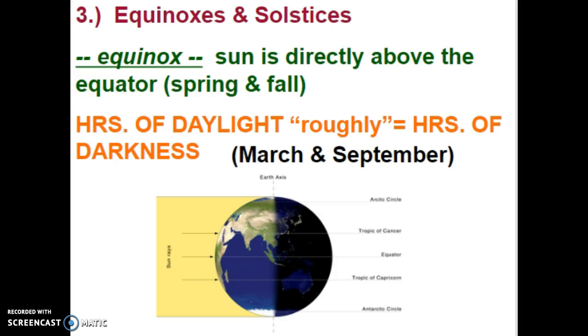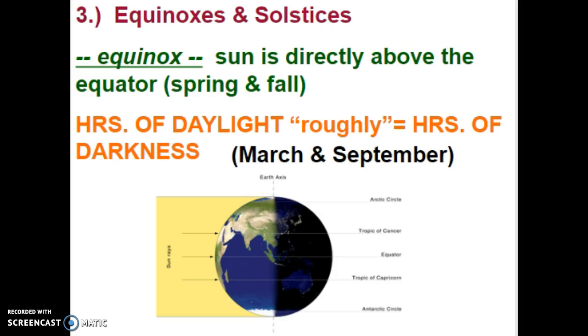So an equinox. An equinox is when the sun is directly above the equator. So equa means equal. Equator, that's the middle part of the Earth, if you can match those two first portions of those terms. So the equinox happens at the equator, and it happens in the spring and the fall.